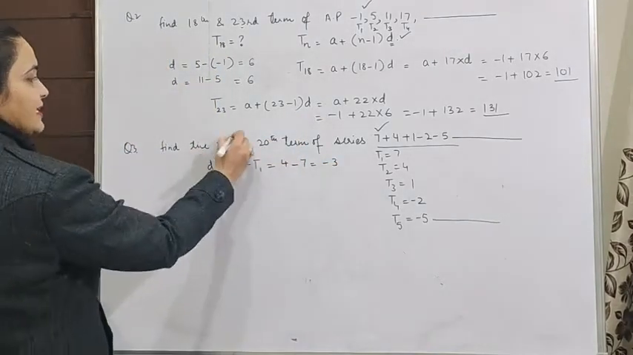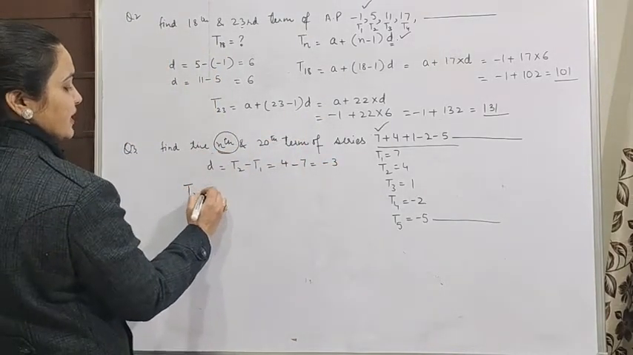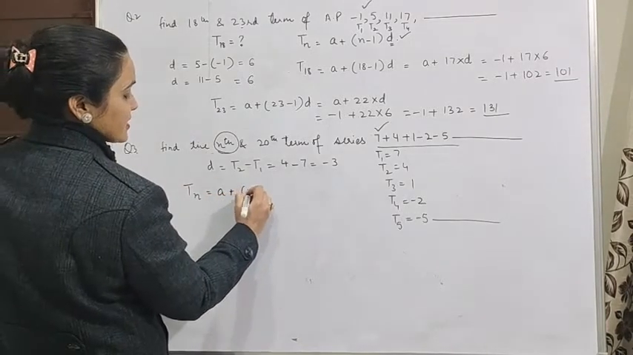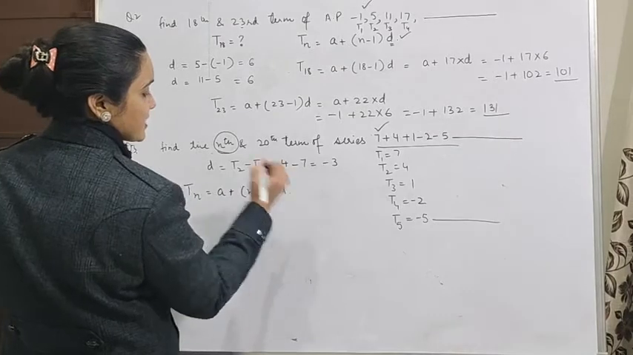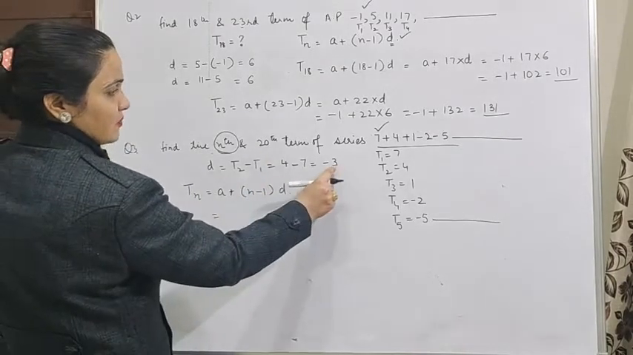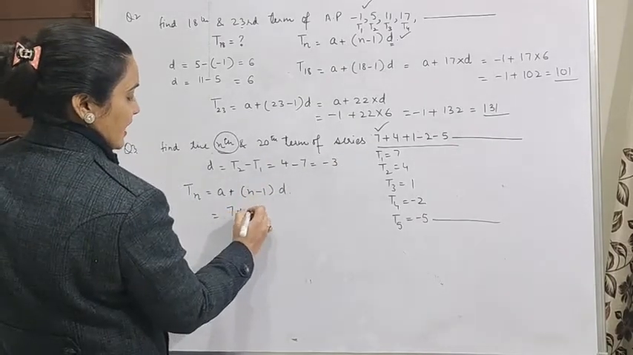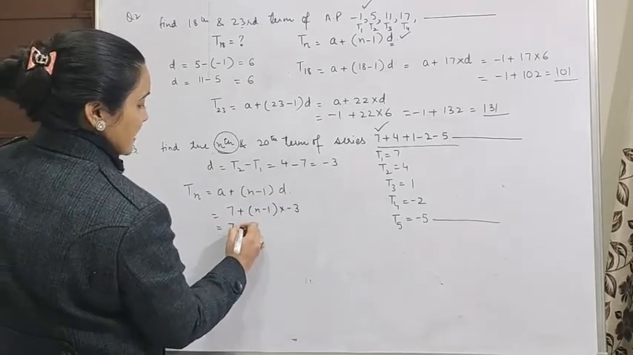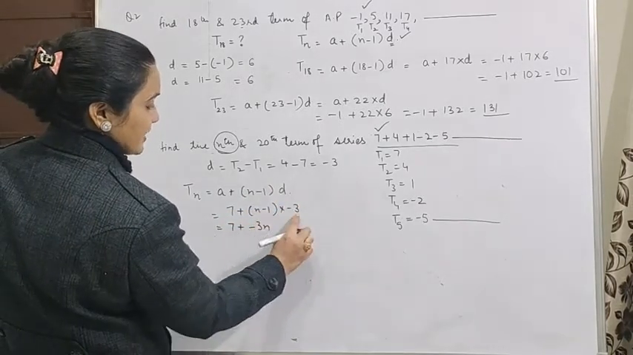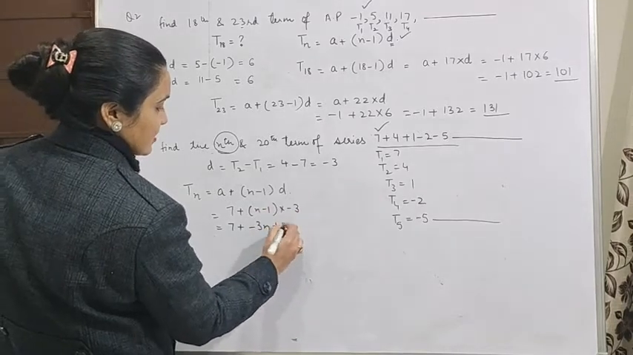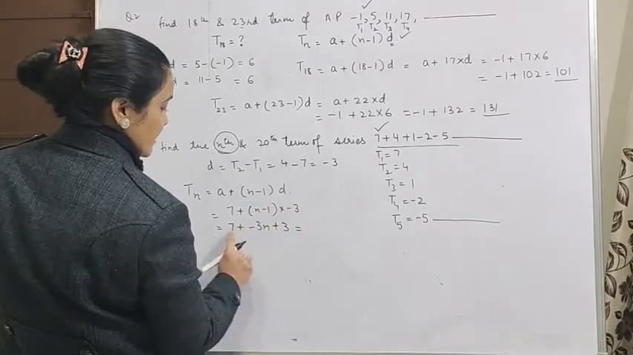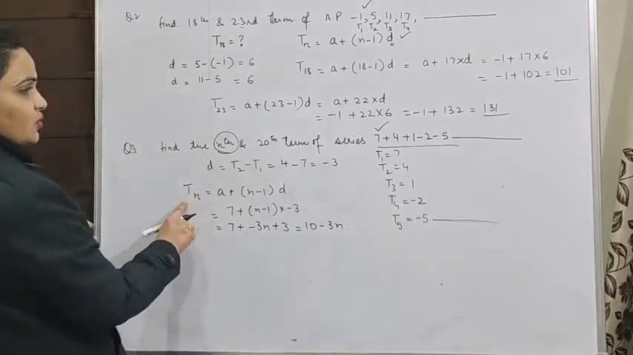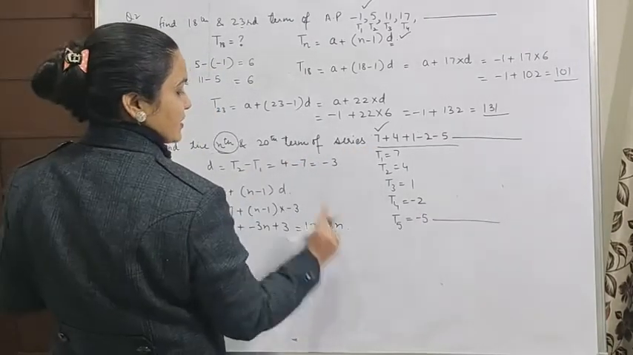Let us now write the nth term of this arithmetic progression, which is given as Tn is equal to A plus n minus 1 times D. A is 7 and D is minus 3. So it is 7 plus minus 3 times n plus 3. Minus times minus is plus. So it is 7 plus 3 is 10 minus 3n. So the nth term of this series is 10 minus 3n.